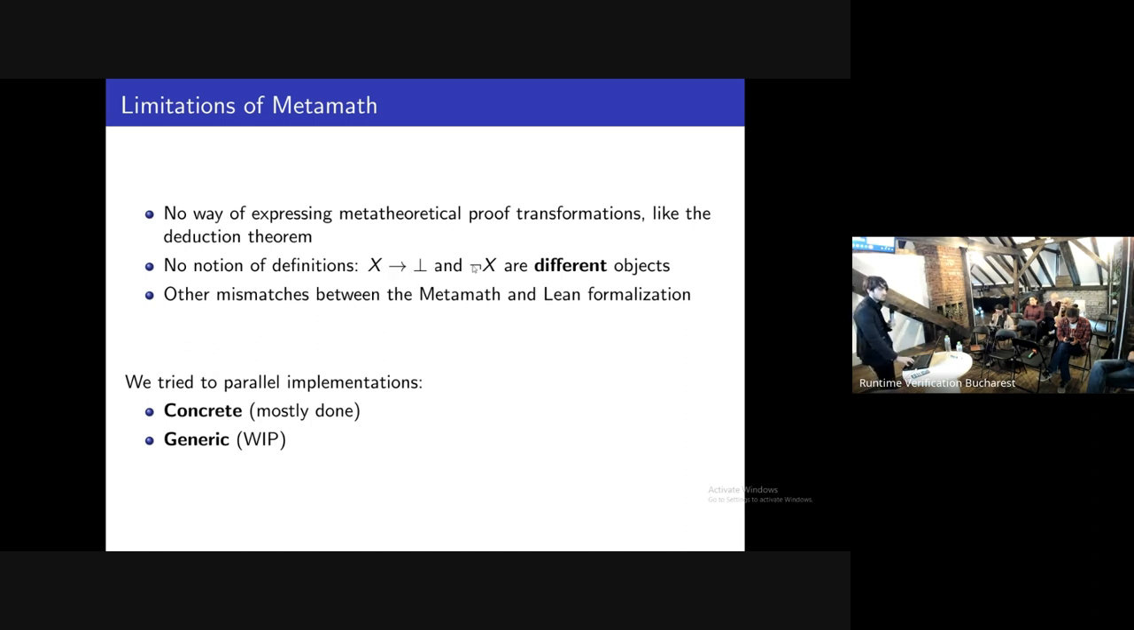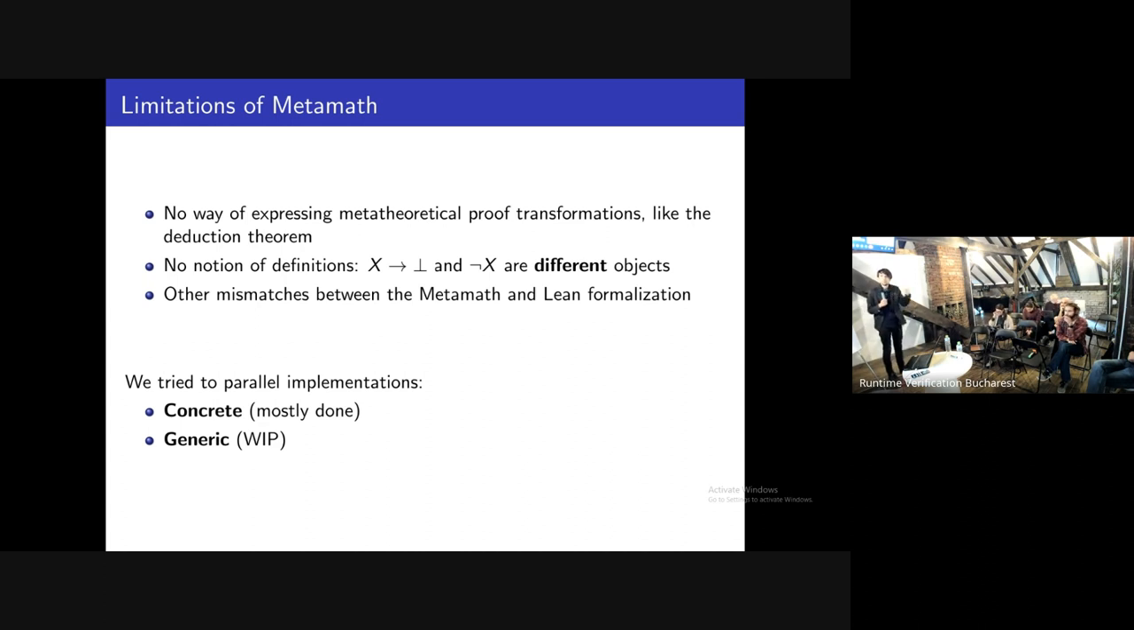So you can introduce some notations like bottom, but you can't just replace one by the other. You have to explicitly mention that you want to replace something by its notation. So that's quite difficult when wanting to translate something higher level like Lean or Coq, something that has this kind of definition. And yes, some choices are different between Metamath and the Lean formalizations, and those had to be addressed. So for this, we had two, let's say, parallel approaches.